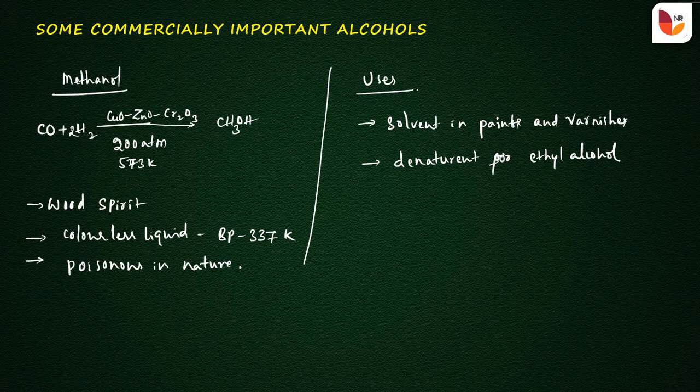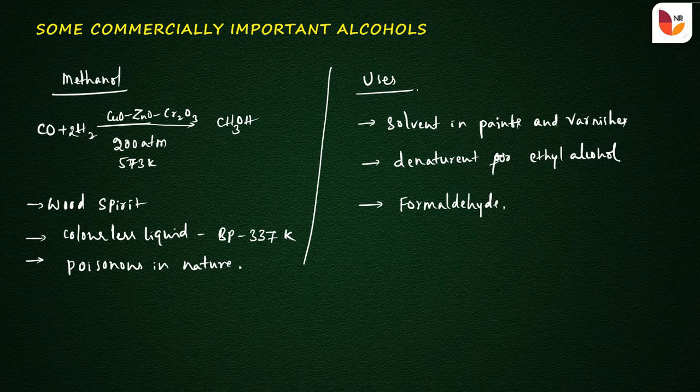And it is used in the manufacture of formaldehyde. Methanol is generally used in the manufacture of formaldehyde, which in turn is used as a preservative for biological specimens and for making synthetic resins. So these are the important properties and uses of methanol.